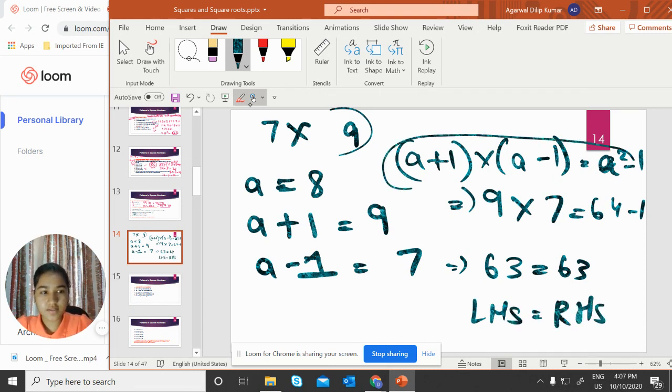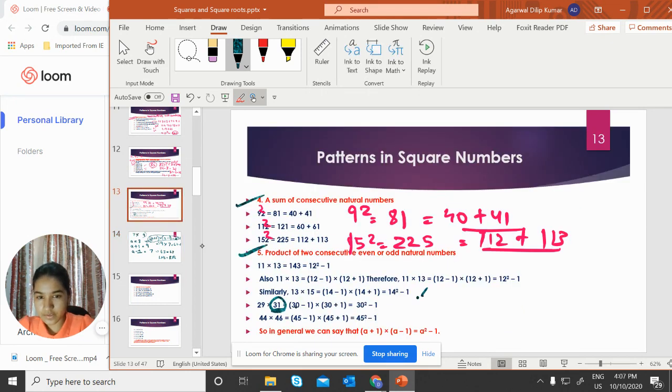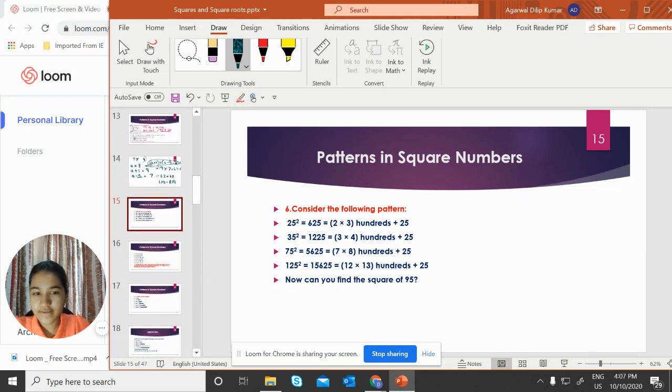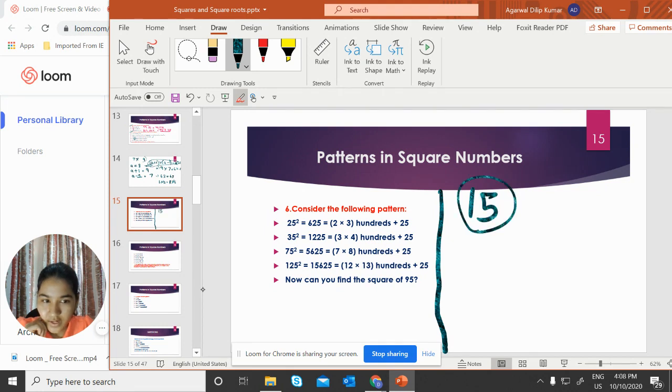Okay, it basically goes on with this formula. Next pattern. I hope this is clear. Next thing is, consider the following pattern. 25 square is equal to 625, which is 2 into 3 hundreds plus 25. 35 square is equal to 1225. So it says any number ending with the digit 5. If we have to take 15, right, so it's ending with 5.